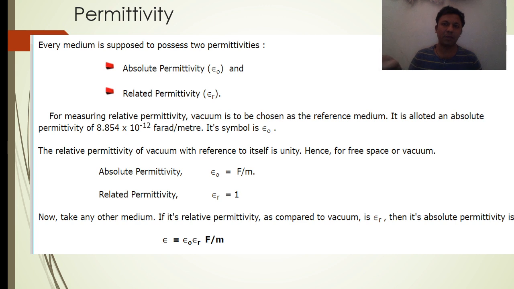If we take air as a reference, then the relative permittivity of air is always 1. But different types of dielectric material like gas, wax, and insulating paper have different relative permittivity. So the relative permittivity depends upon the material, and absolute permittivity is always a constant for every material, that is 8.854 into 10 raised to minus 12 farad per meter.